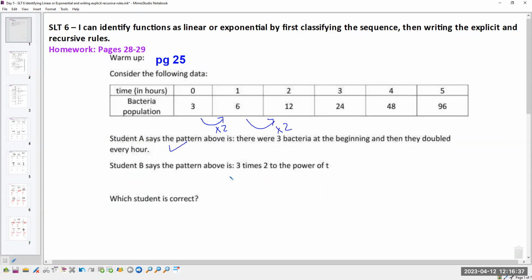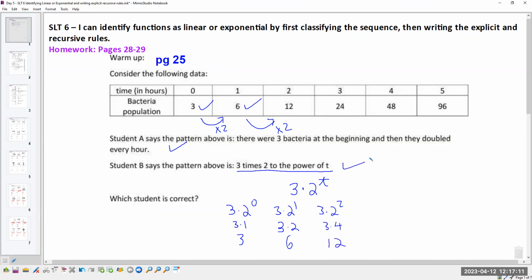Now student B says the pattern above is 3 times 2 to the power of t. And then if we substitute in 0, 3 times 2 to the 0, well, 2 to the 0 is 1. 3 times 1 is 3. That's what's here. Check. 3 times 2 to the first. 2 to the first is 2. 6. Check. 3 times 2 squared. 2 squared is 4. And you can see that student B is correct also.